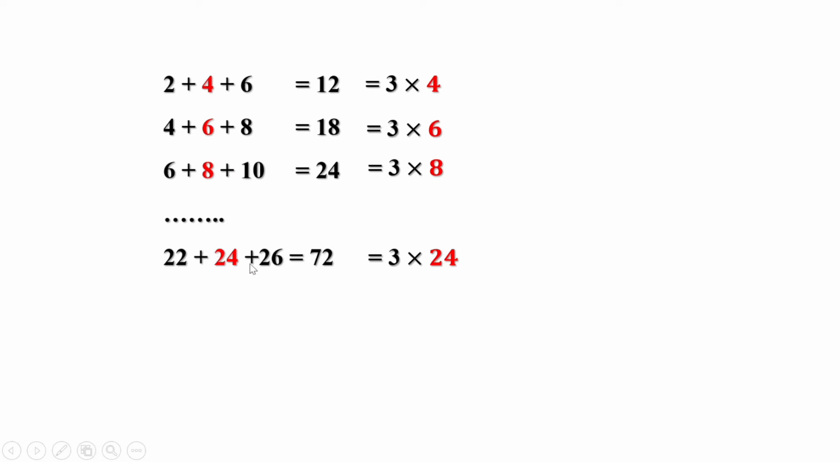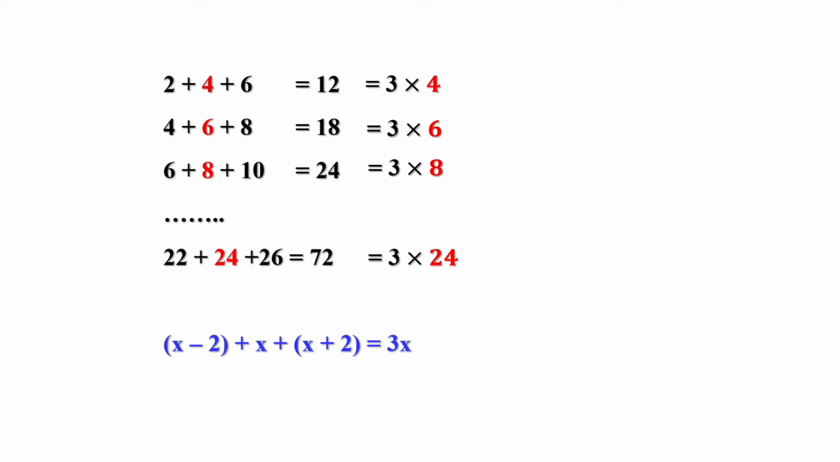Suppose the middle term is x. What is the next term? x plus 2. What is the previous term? x minus 2, right? Now let us add: x minus 2 plus x plus 2 equal to 3x. That means the sum of three consecutive even numbers is always 3 times the middle number.